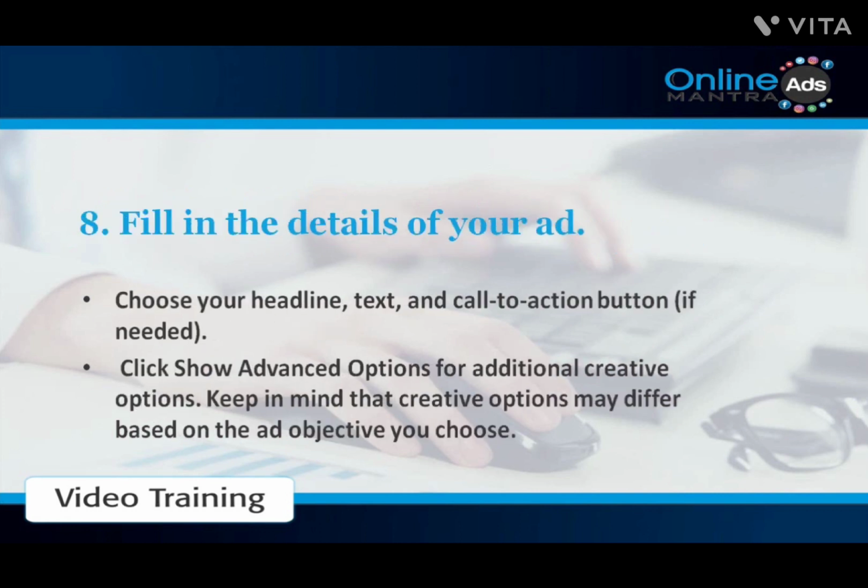Fill in the details of your ad. Choose your headline, text, and call to action button, if needed. Click Show Advanced Options for additional creative options. Keep in mind that creative options may differ based on the ad objective you choose.